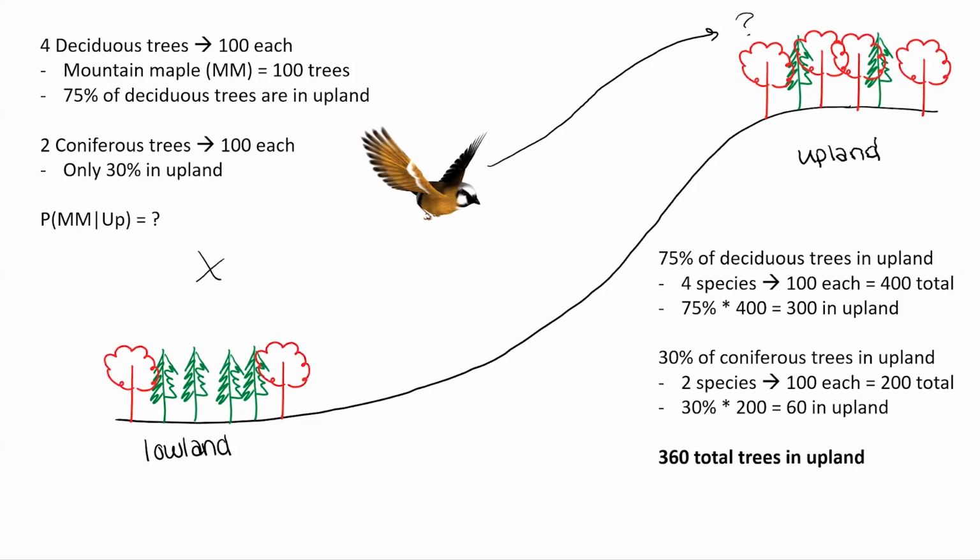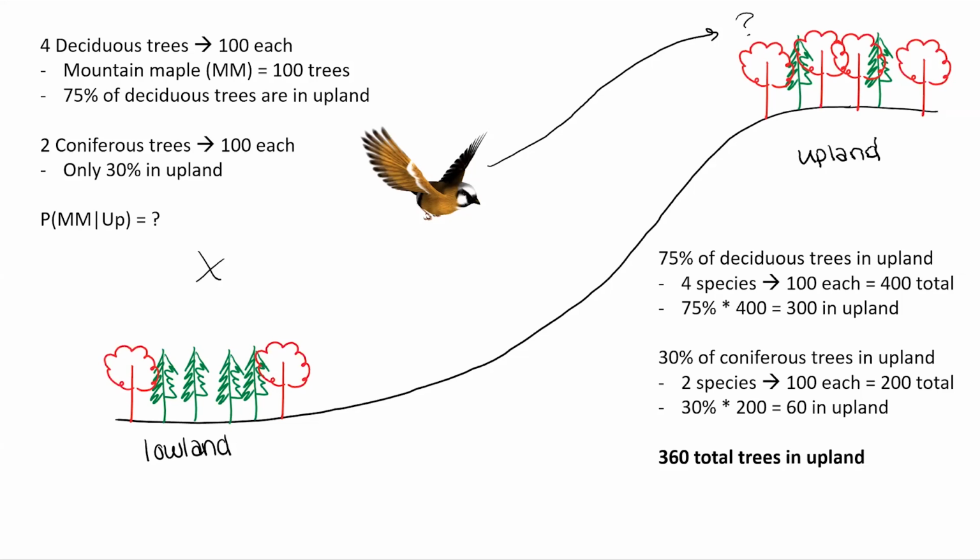Now, back to the original problem. You watch this bird land in the upland habitat. That automatically eliminates the possibility of 240 other trees that it could have landed on. The probability is now 75 out of 360 trees, which increases the likelihood that this bird landed on a mountain maple to 0.2.